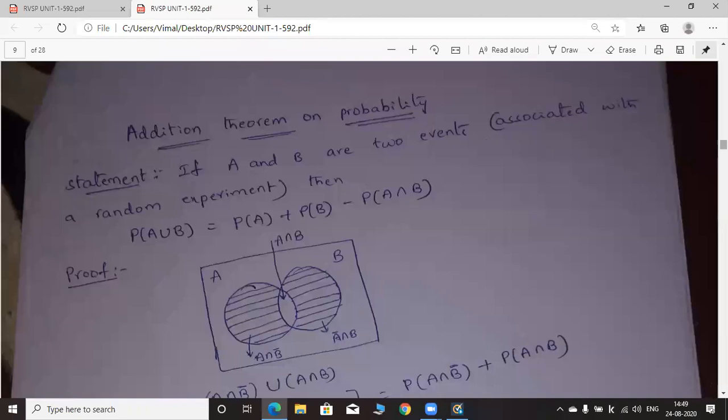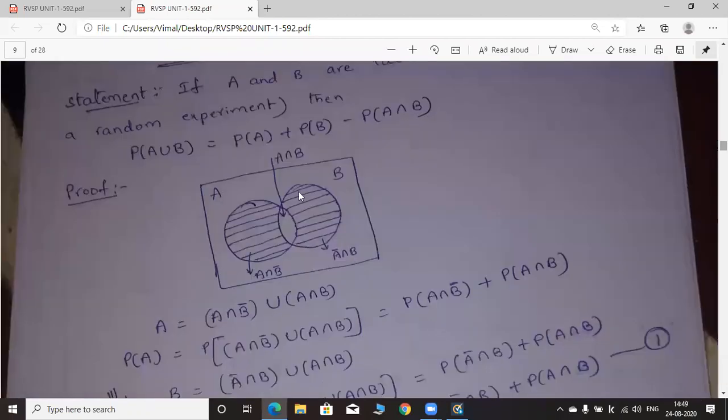Okay, so to prove this, consider this diagram. To prove this statement, we have to consider the diagram like this, and we have to indicate the portions also. This first shaded area is A intersection B bar, the second shaded area is A bar intersection B, and the middle one is the common portion A intersection B.